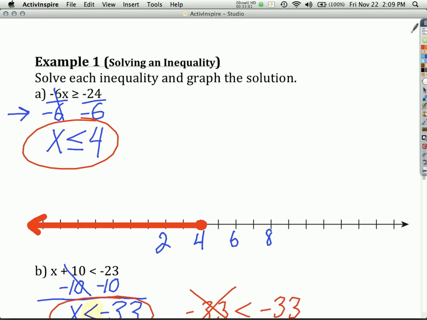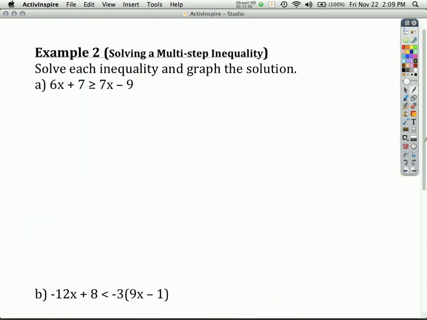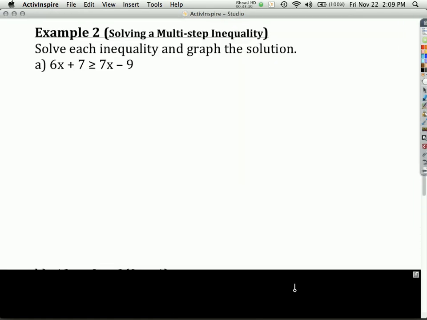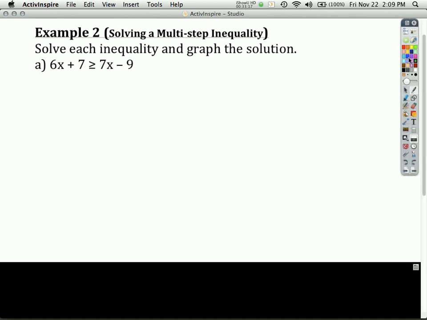Good, so that was the introduction. Now let's go to the real work. Now we have higher complexity, same idea. But the very good news is you already know how to do it. There's nothing new to learn, except for that one rule. So if we multiply or divide by a negative number during a transformation, then we flip the symbol. Other than that, we do everything we already know how to do.